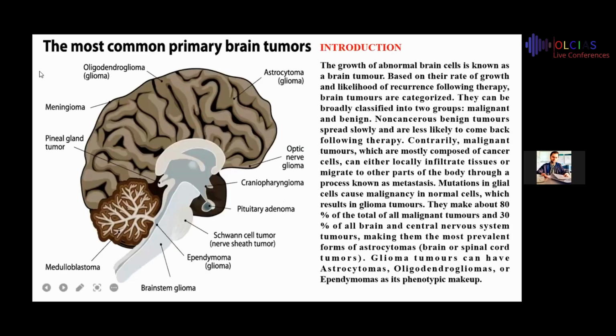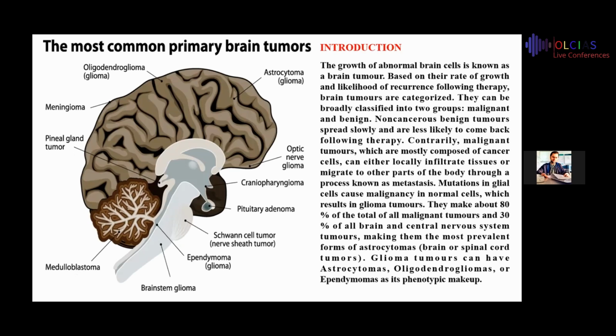So the most common primary brain tumors are oligodendroglioma, astrocytoma, meningioma, pineal gland tumor, optic nerve glioma, craniopharyngioma, pituitary adenoma, Schwann cell tumor, ependymoma, brainstem glioma, and medulloblastoma. I have presented a paper on craniopharyngioma too.